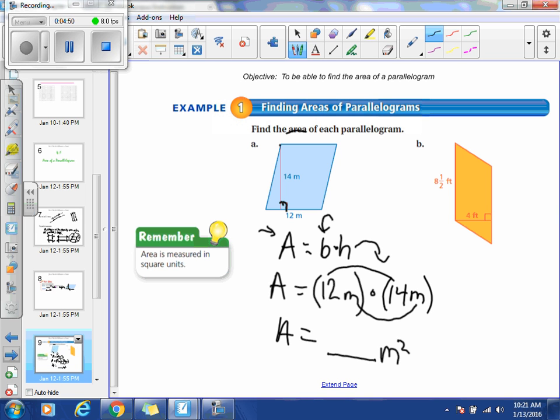So your answer is going to be whatever 12 times 14 is. You should calculate that on your own. 12 times 14, that goes right here, and then meters squared is our area of that first parallelogram.